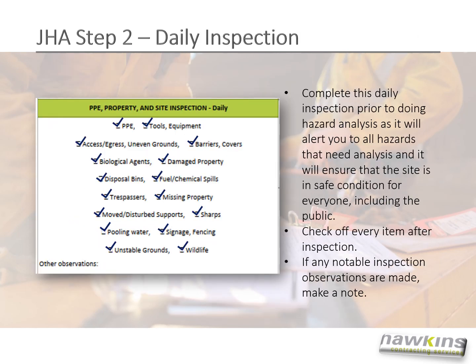JHA Step 2, Daily Inspection. Complete this daily inspection prior to doing hazard analysis, as it will alert you to all hazards that need analysis, and it will ensure that the site is in safe condition for everyone, including the public. Check off every item after inspection. If any notable inspection observations are made, make a note.